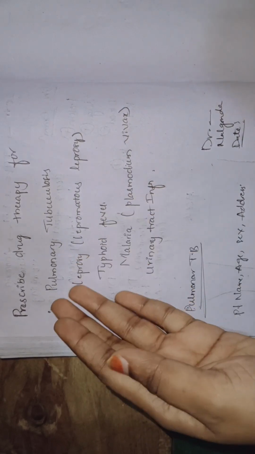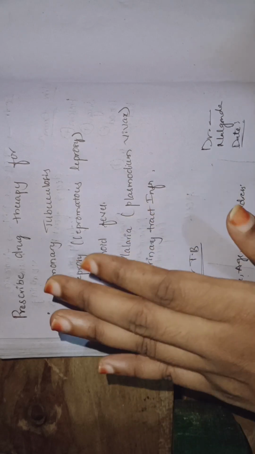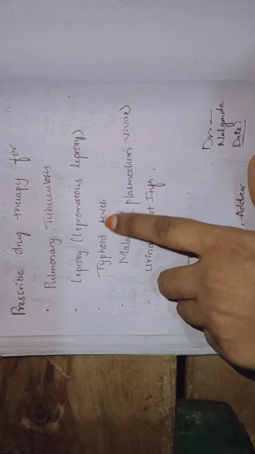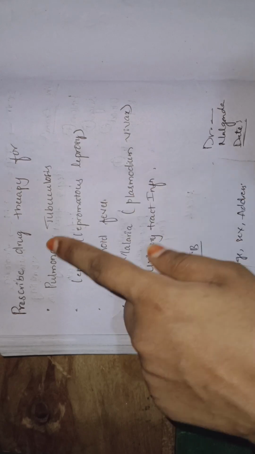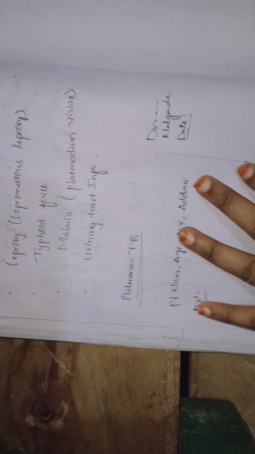In the next video I will discuss another 5 diseases and how you should write the prescription for them. In this video I will discuss the first 5: pulmonary TB, leprosy, typhoid fever, malaria, and urinary tract infections.